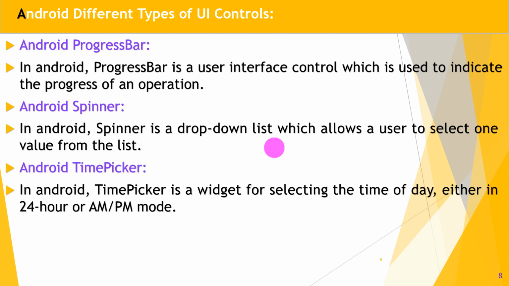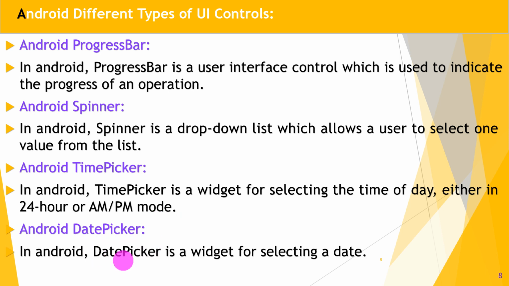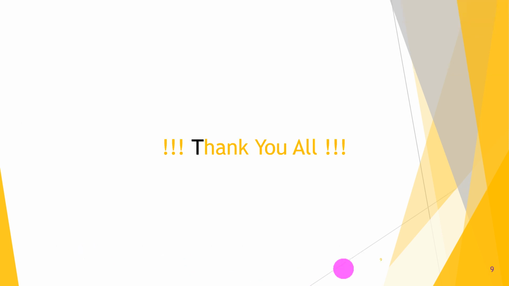Great. Next one is the Android time picker. In Android, time picker is a widget for selecting the time of day, either in 24-hour or AM or PM mode. Android date picker. So Android date picker is also a widget which selects a date for us, guys. Great. Hope you understand these different UI controls or views available in Android.